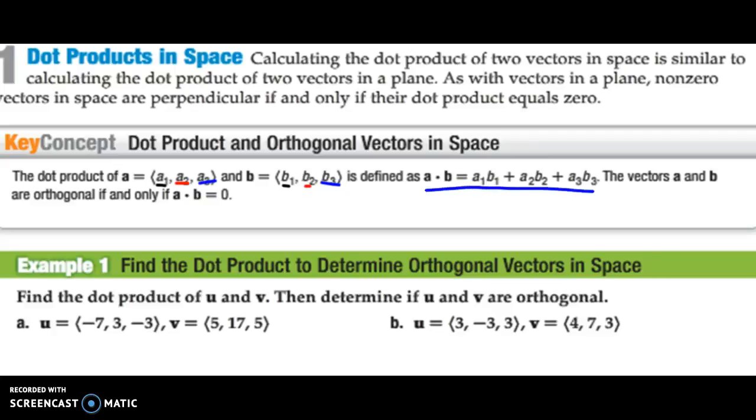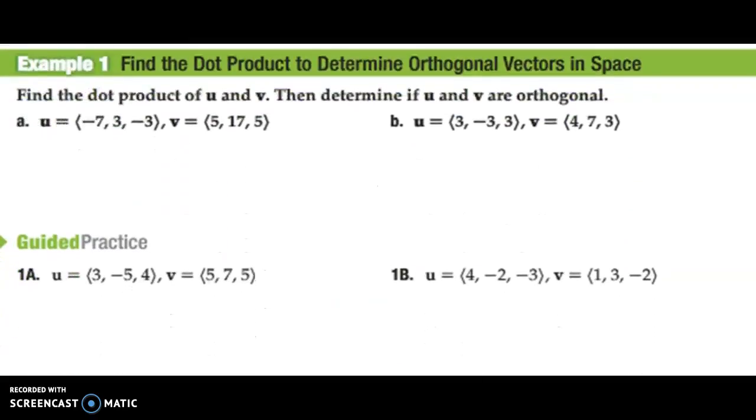So the dot product then is a1 b1 plus a2 b2 plus a3 b3. Vectors a and b are orthogonal if and only if their dot product is 0. Remember, orthogonal means that they form right angles. They're perpendicular. So let's look at these ones right here. Find the dot product of u and v, then determine if they are orthogonal.